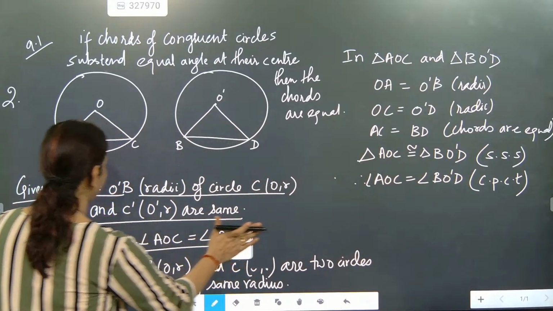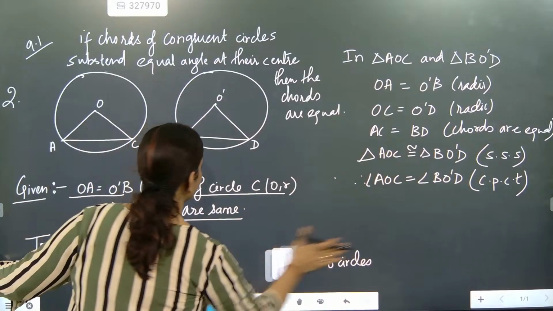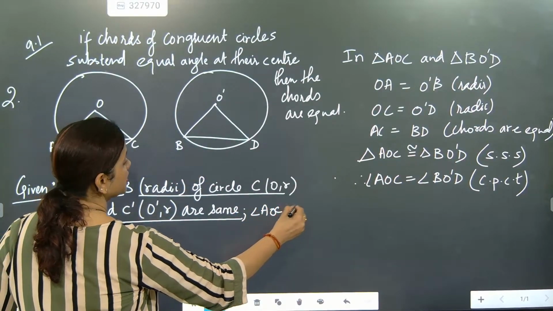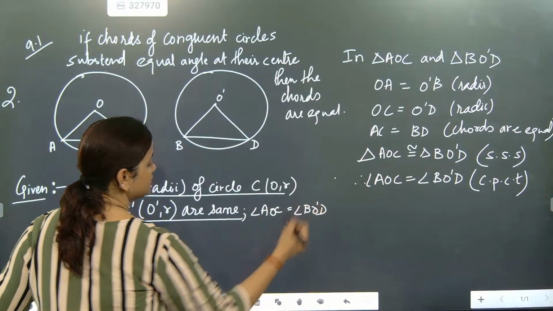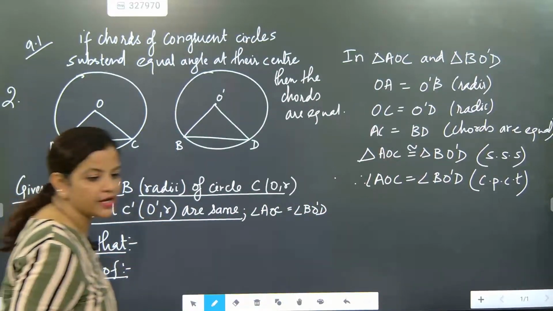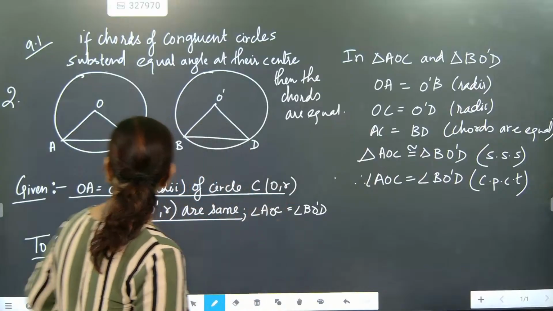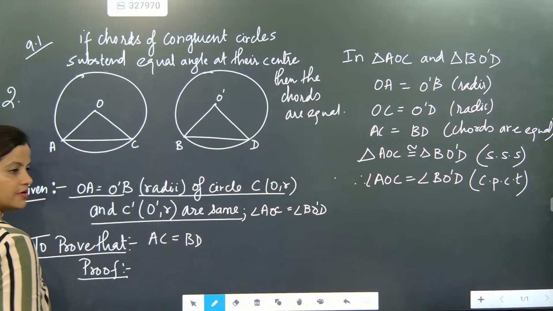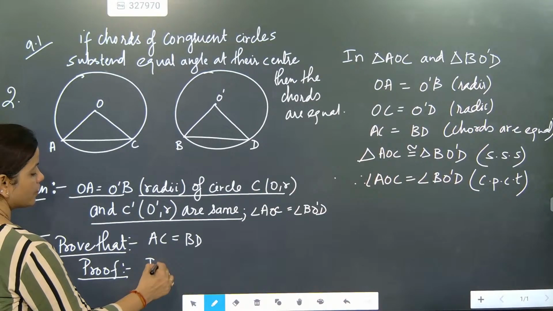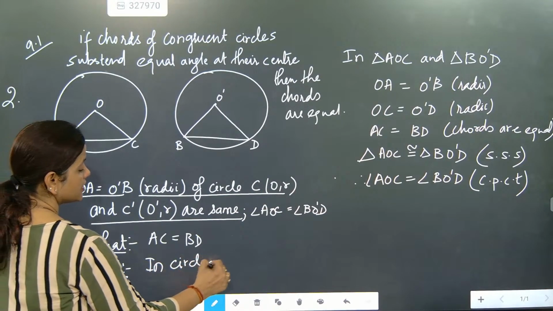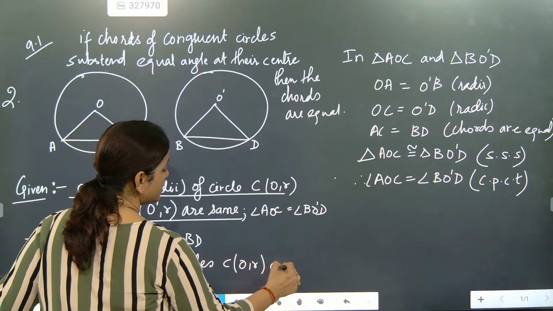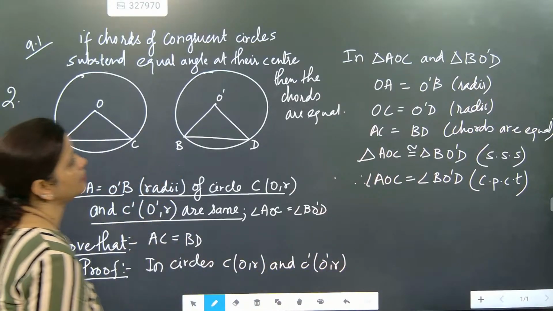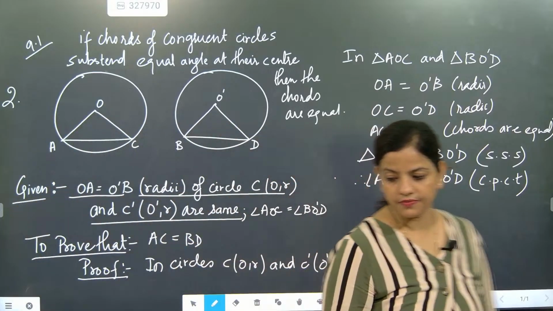Now what is given to you? Here we are going to write two different things. This is given: angle AOC is equal to angle BO'D. Now what to prove? Here we will prove that the chords are equal. Can you do it? See, what we are going to start with: in circles C with center O and radius R, and C' with center O' and radius R. So now we are going to take triangles.